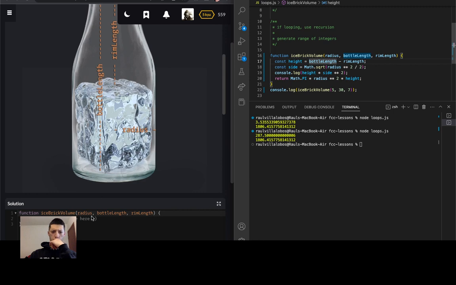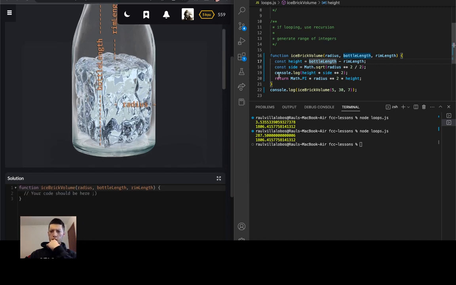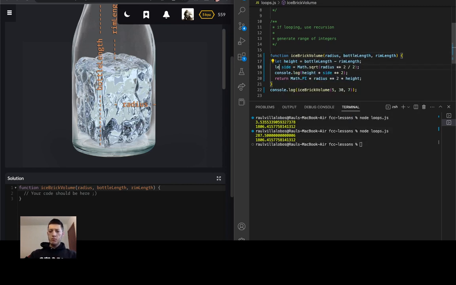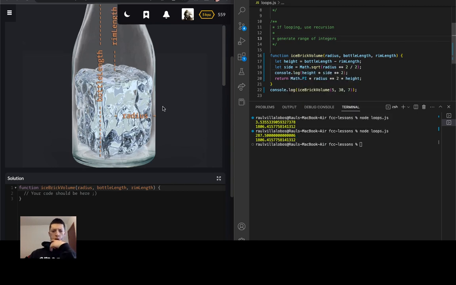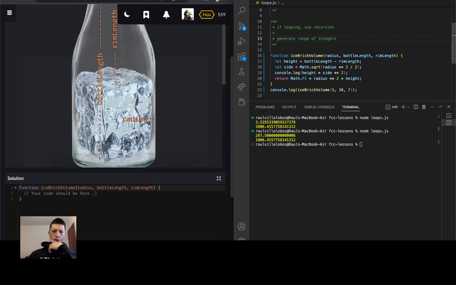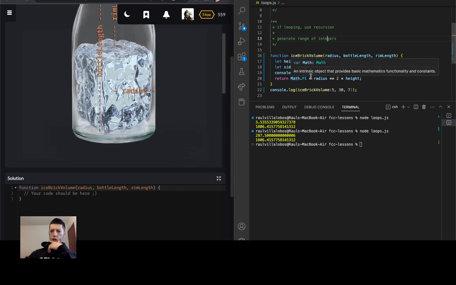Did I put them in the wrong order or something? It's radius, bottle length, rim length. Bottle length minus rim length, that's height. That's it. Okay, next, what do we get? Height times what?